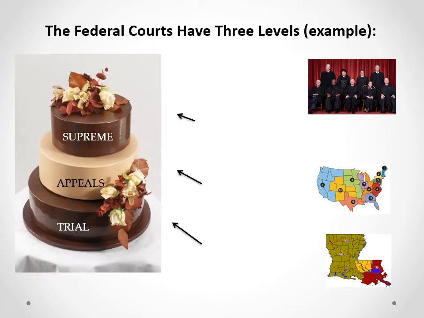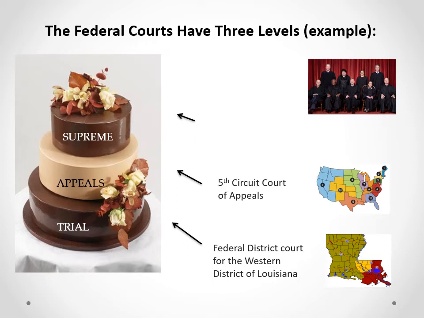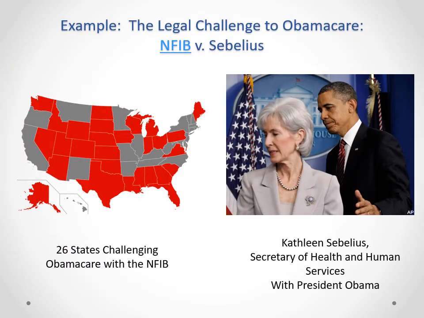So here is our layer cake one more time. If you have a federal court case, you would start in the federal district court for the Western District of Louisiana. You don't like what happens, you can appeal to the Fifth Circuit Court of Appeals. You don't like what happens, you can appeal all the way up to the Supreme Court. I'd like to give you an example. There are many, many examples you can come up with. I'd like to give you an example of a case and how it proceeded through the federal court system.